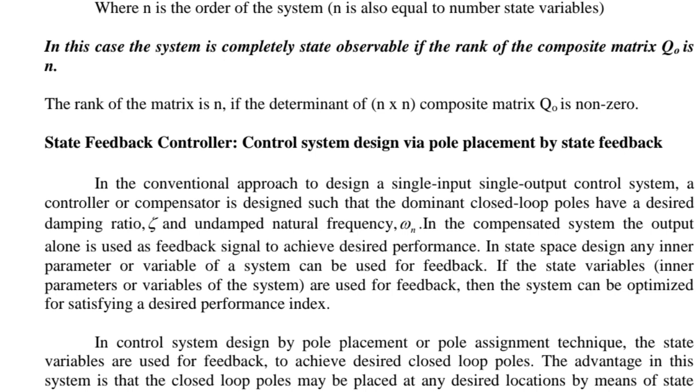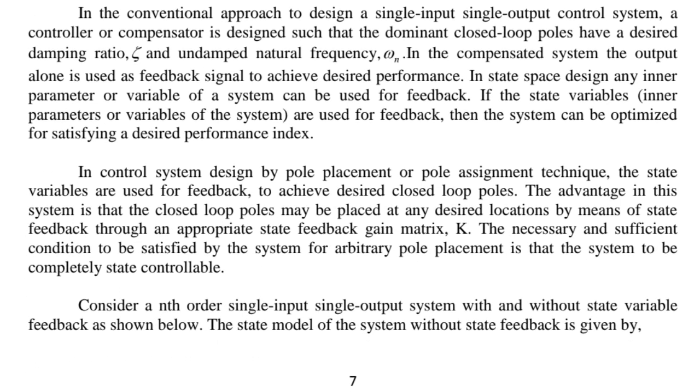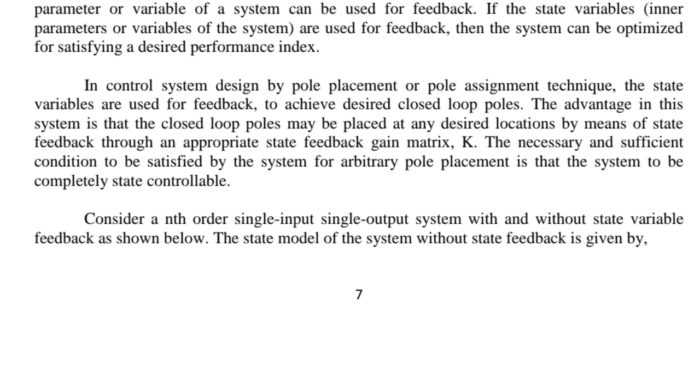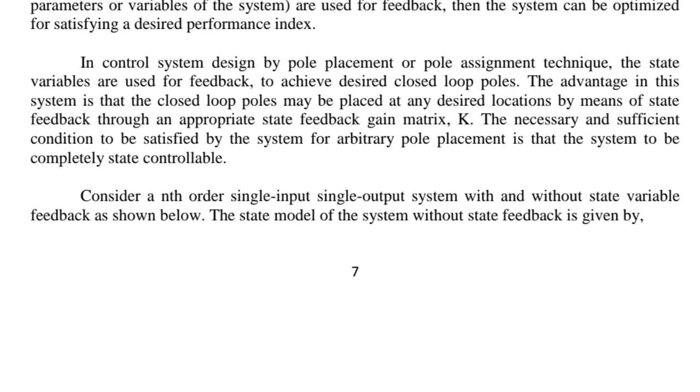In the state space design, any inner parameter or variable of the system can be used for feedback. If the system state variables or parameters are used for feedback, then the system can be optimized for satisfying the desired performance index. In control system design by the pole placement or pole assignment technique, the state variables are used for feedback to achieve the desired closed loop poles. The advantage in this system is that the closed loop poles may be placed at any desired location by means of state feedback through the appropriate state feedback gain matrix.